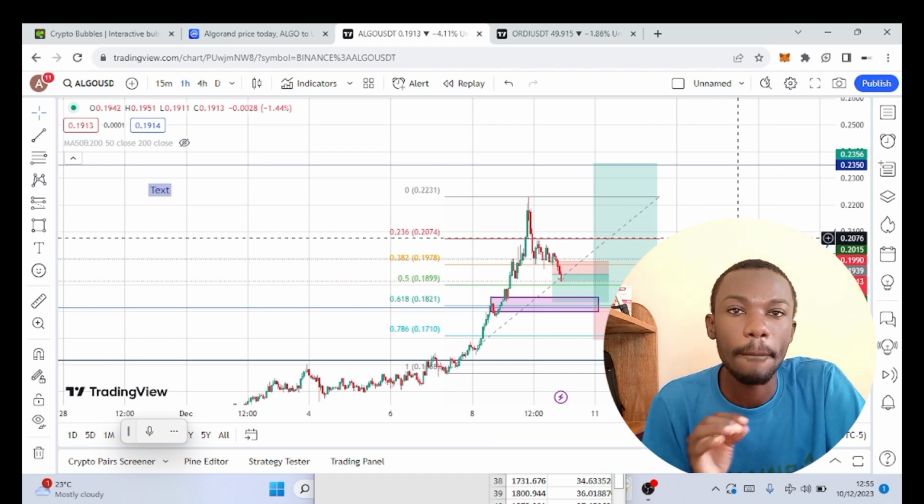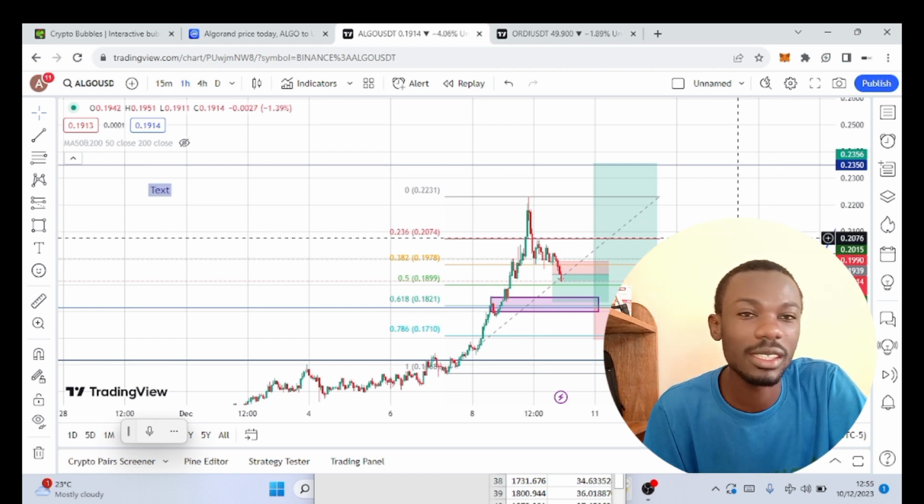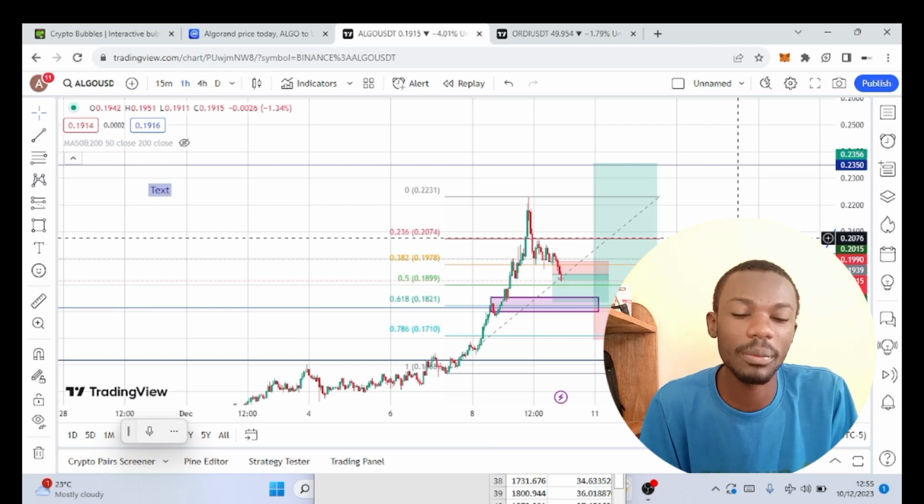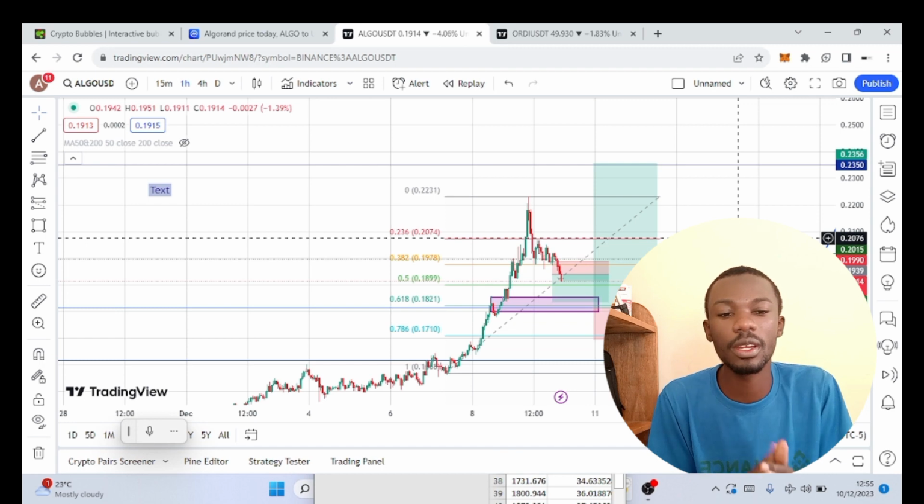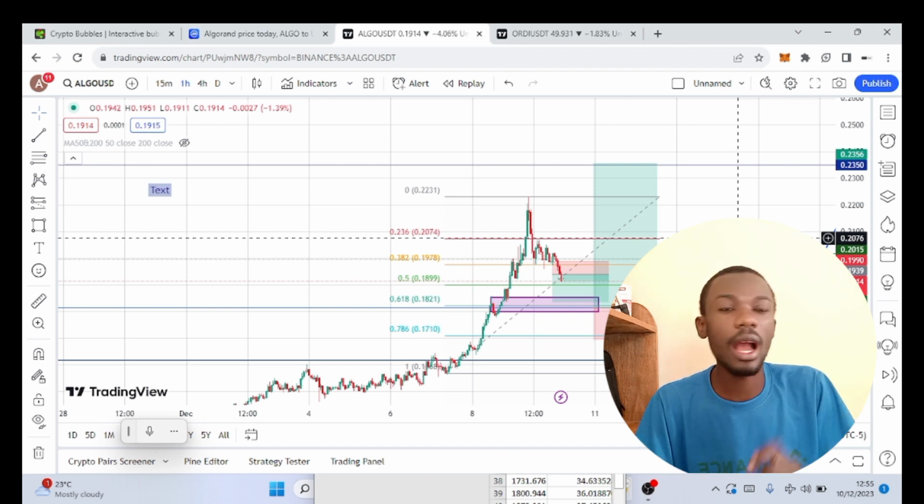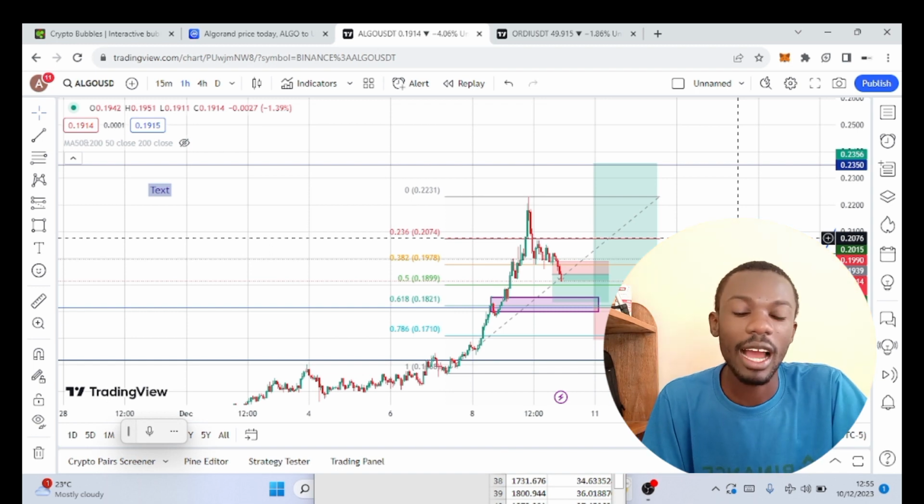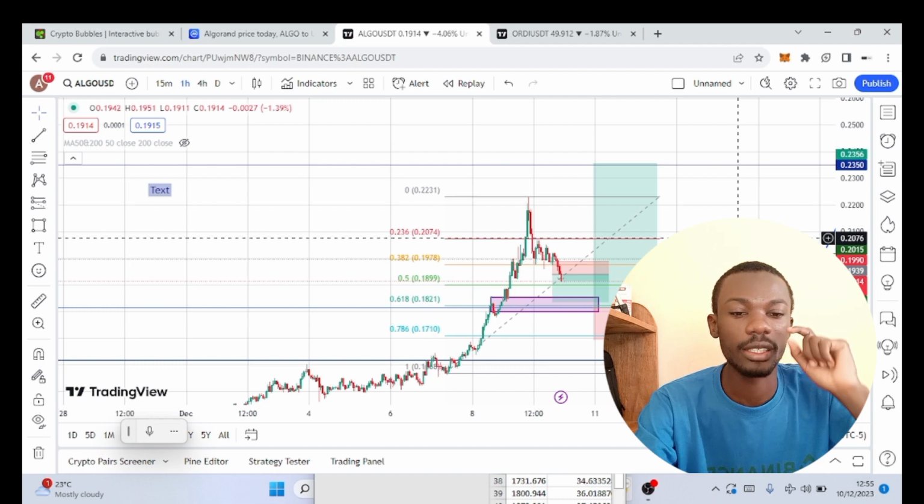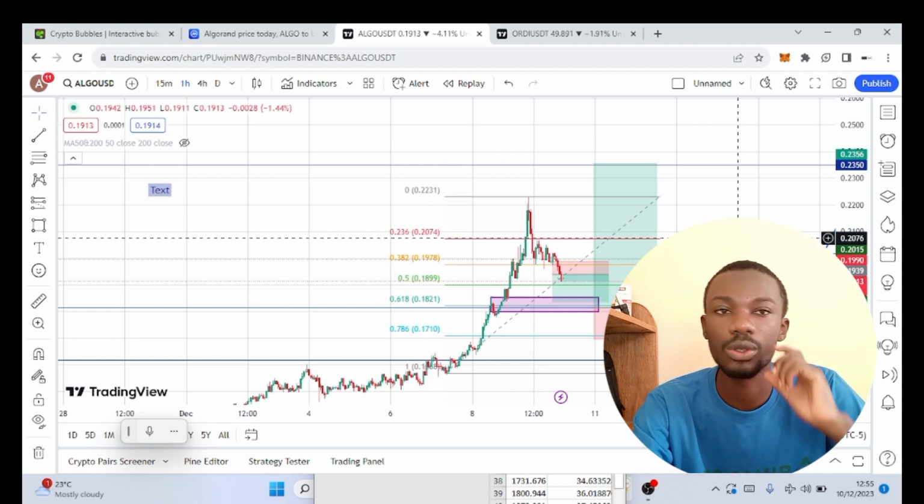So basically, my strategy is support and resistance alongside the Elliott wave theory. How do I look at the market? I look at the market in the form of the Elliott wave theory. And how do I get my key zones? I use support and resistance. And how do I identify the stoppage of the trends? I use the Fibonacci tool and also use the trend line.